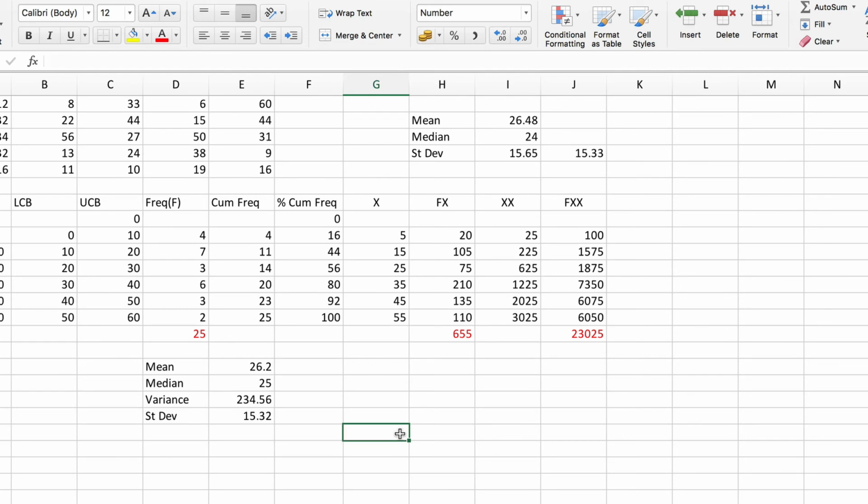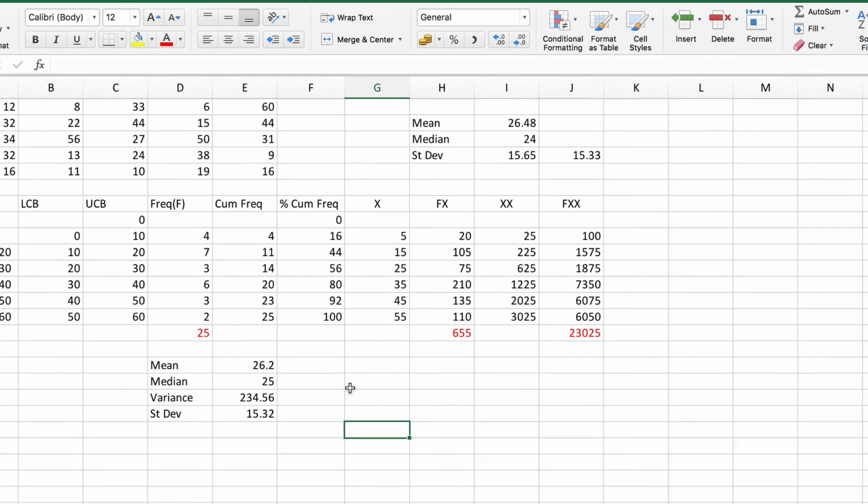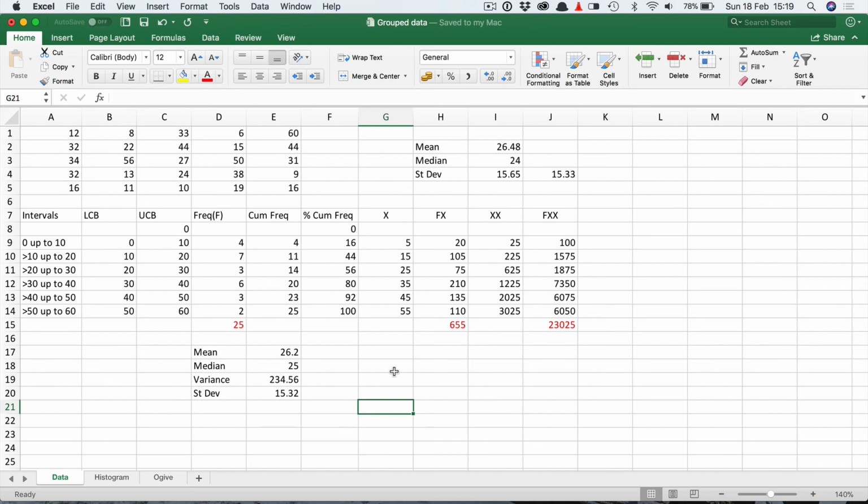And as you can see, it's very, very similar to the ones from the raw data, particularly the population one here. So once again, we can see that this approximation method does give us an answer which is very sufficiently accurate, more than sufficiently accurate for our purposes. Okay, so that's how to calculate the standard deviation of a data set.